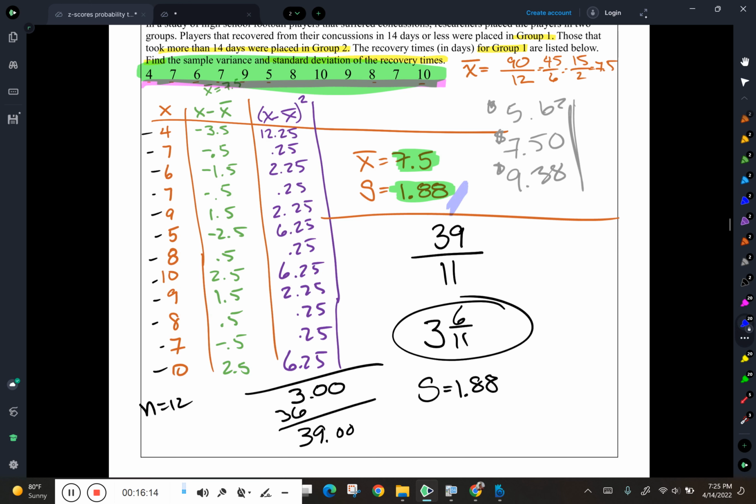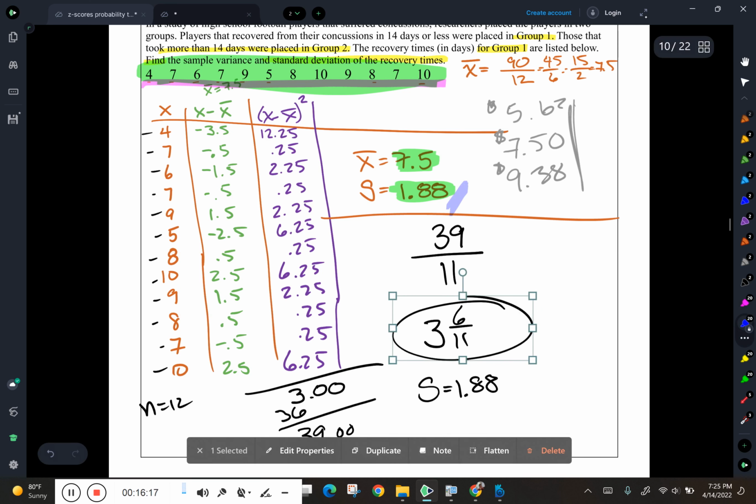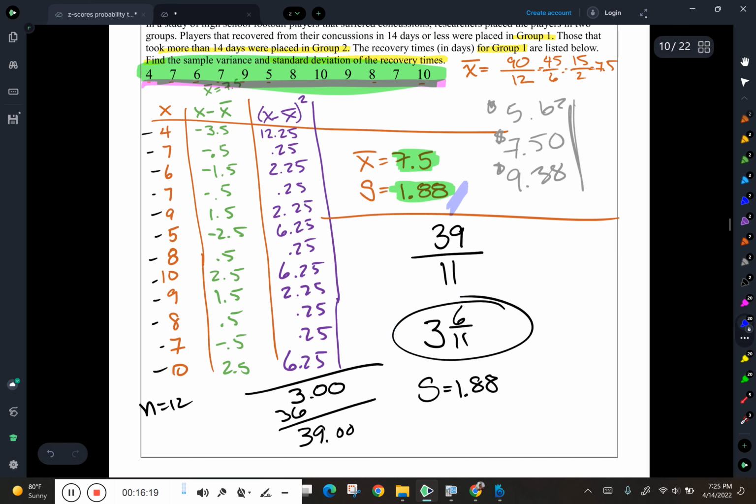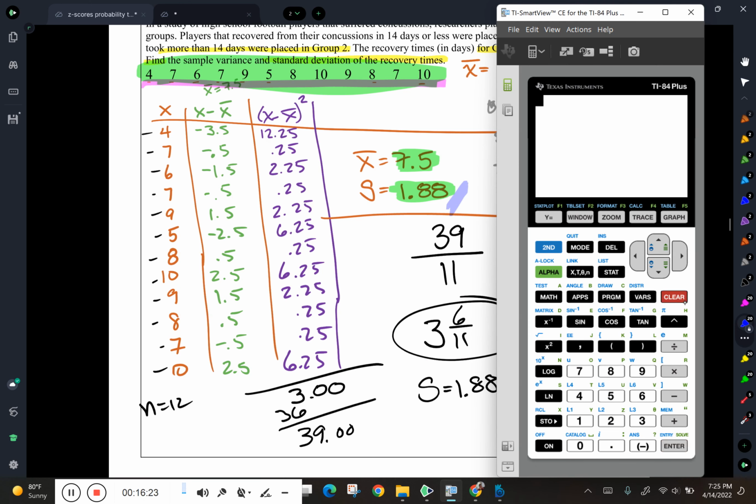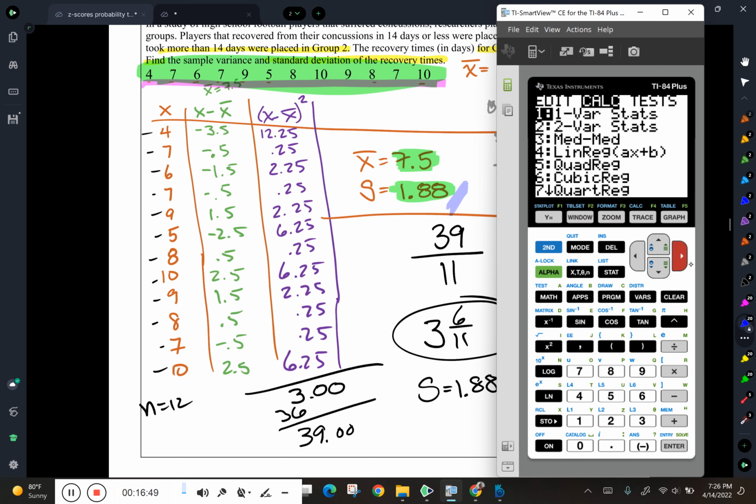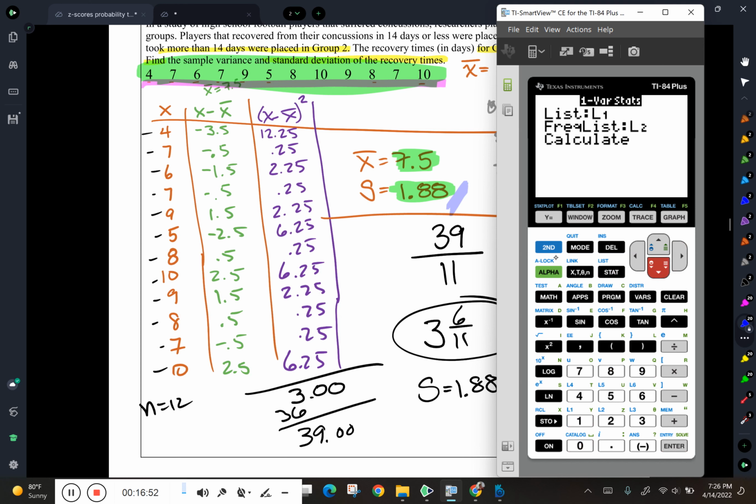Right? Now, I know here's the other thing you're thinking, man, that's a lot of work. Is there some way that we can do this without having to do all that work? There absolutely is. The calculator can do all this for you. We don't need to do what I just did. We could have just gone to our calculator, edited our data. Let's get rid of this because I don't need it anymore. Type in our data set 4, 7, 6, 7, 9, 5, 8, 10, 9, 8, 7, 10. There's my data set. Stats, calculate, one variable stats. Get rid of that because there is no list 1 anymore, so let's just delete that out.